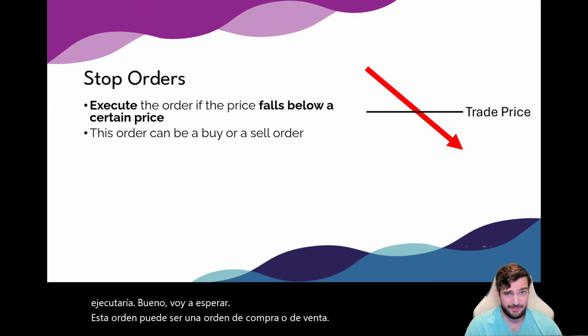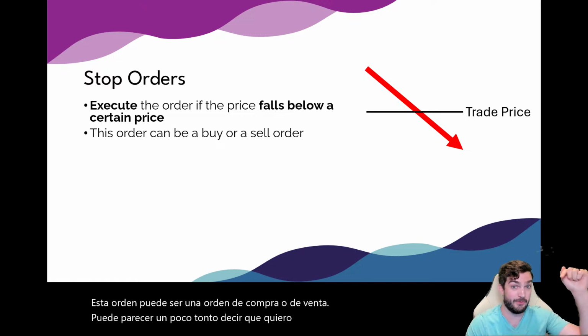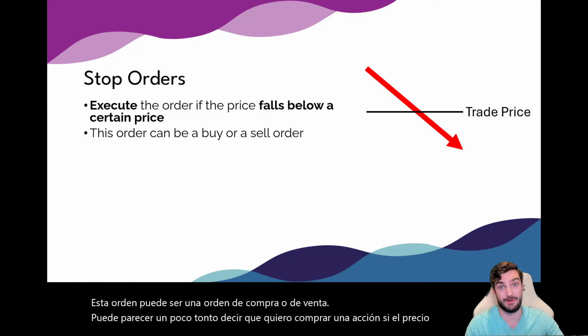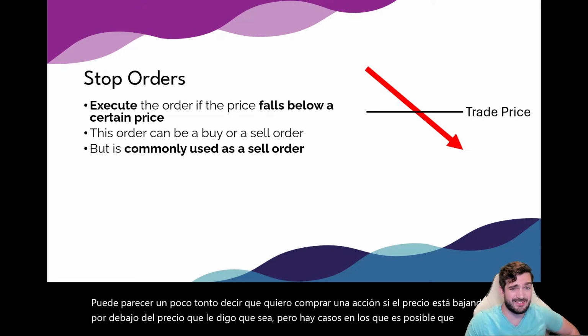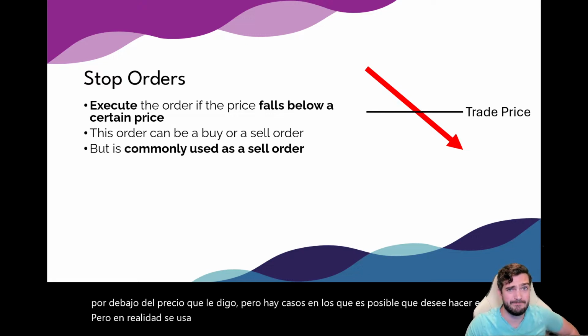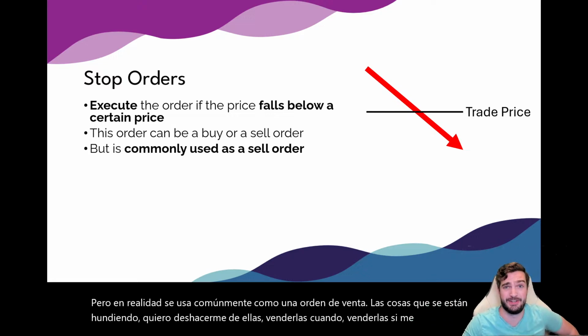It might seem a little silly to say, I want to buy a stock if the price is going down below whatever price I'm telling it to be. But there are instances where you might want to do this. But really, it's commonly used as a sell order. The thing's going down. I want to get rid of it. Sell it if it's losing me money, is essentially what you're telling your broker.